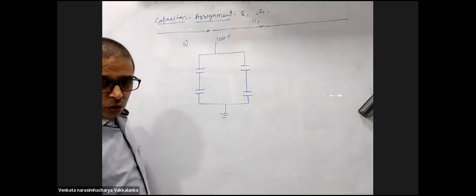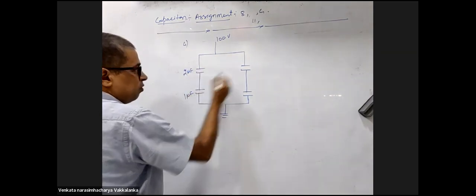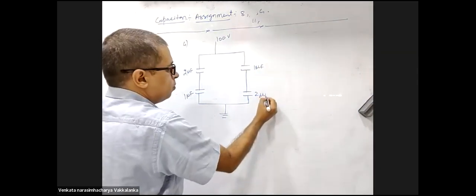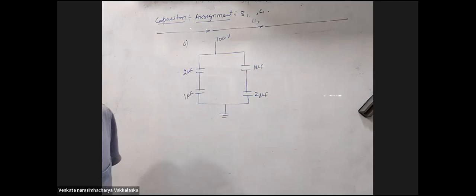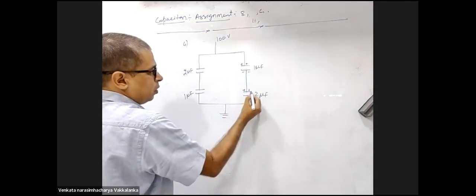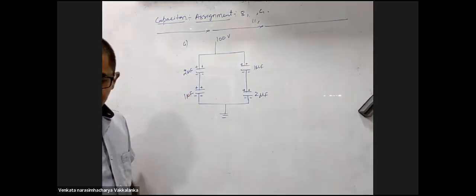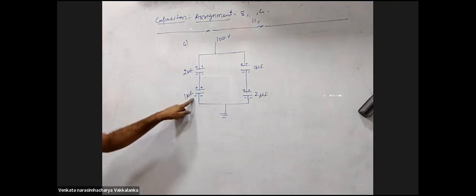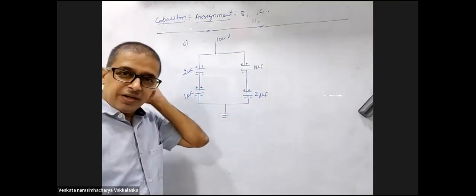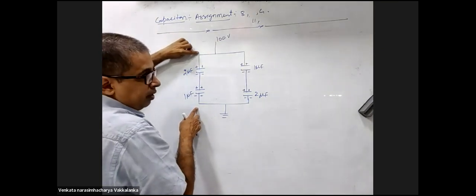Right, initially the switch is open, so I'm not worried about it. 2 microfarads, 1 microfarad. This is how much? 1 microfarad. This is 2 microfarads. Agreed? What will be the C equivalent of this? This will be positive, negative, positive, negative. Positive should be at higher potential, negative at lower potential. What is the C equivalent for this? 2 by 3. What is the C equivalent for this? 2 by 3. So what will be the potential difference across? This is also 100 across, this is also 100.